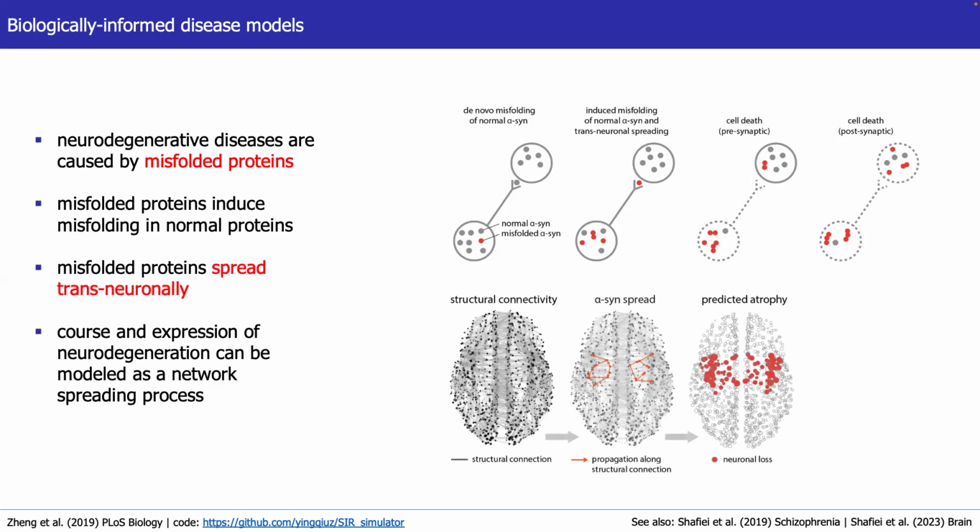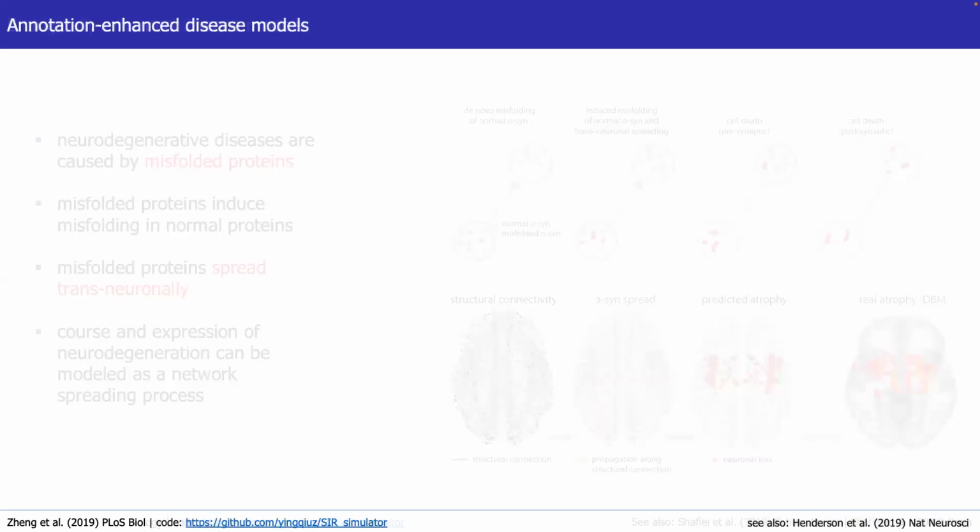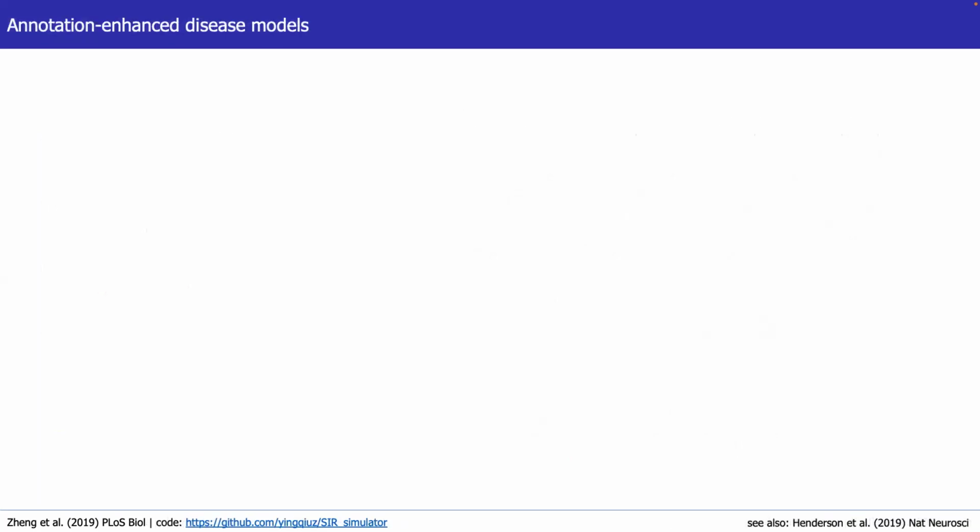What we were doing is taking real white matter, diffusion MRI derived connectomes. We were simulating the spread of these misfolded proteins, predicting patterns of atrophy, and then comparing this to actual patterns of atrophy in Parkinson's disease. That's kind of the idea. Why am I telling you this? Well, it turns out that you can actually use biological metadata to make better models.